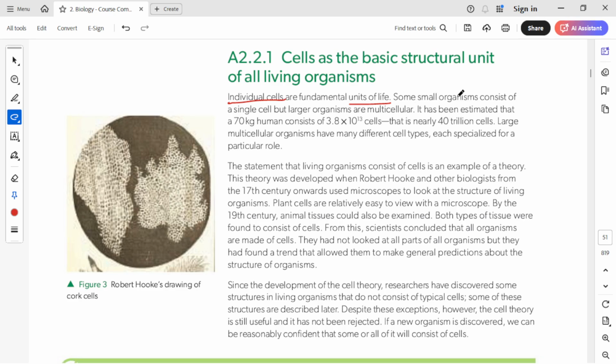Small organisms consist of a single cell, but larger organisms are multicellular, and it is estimated that in a 70 kg human there are approximately 3.8 into 10 to the power 13 cells. So these many cells can be found in a 70 kg human. It is nearly 40 trillion cells that are present in a 70 kg human.